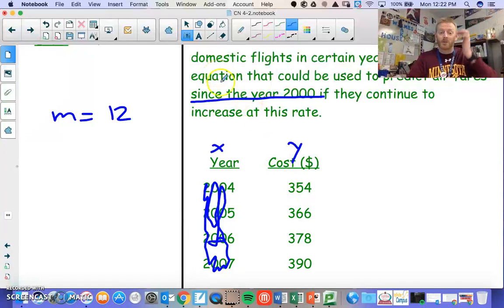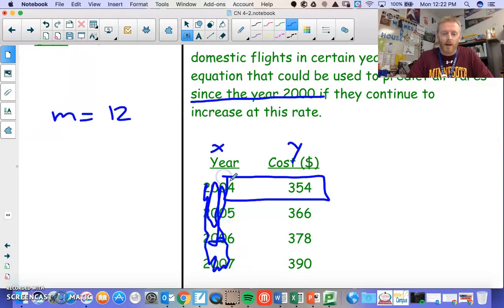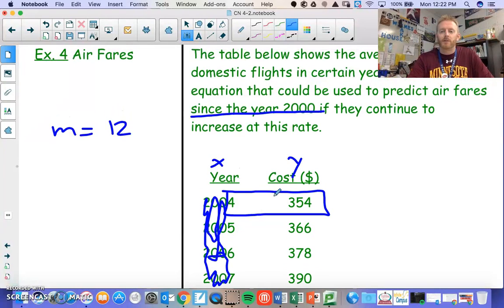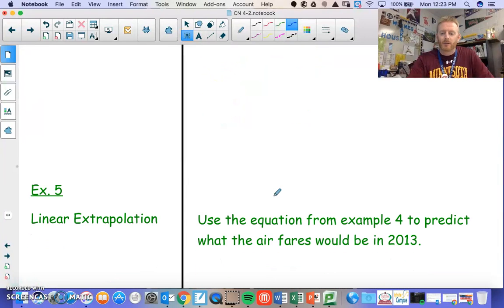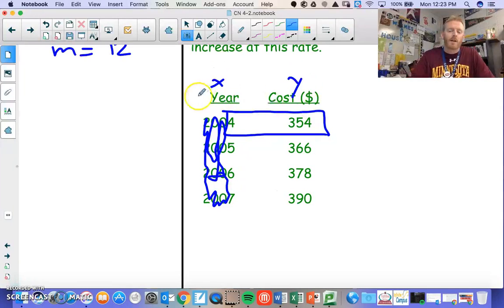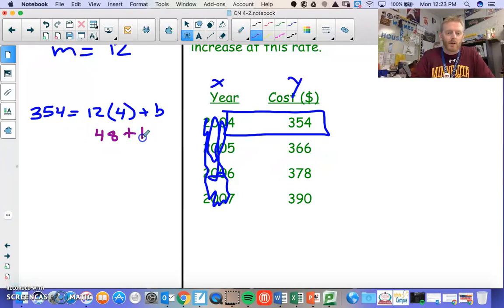Now all I have to do is choose one of these points to plug in. I like to choose the smallest numbers possible for my x and for my y to get the rest of the problem, because our job is to make an equation and then predict the year 2013. So I have this for my y, so it's going to say 354 is equal to the 12 in for the m times the 4 for x plus b. I'm going to do the math that's on the right side, which is a 48. So it's going to say 48 plus b is equal to 354.